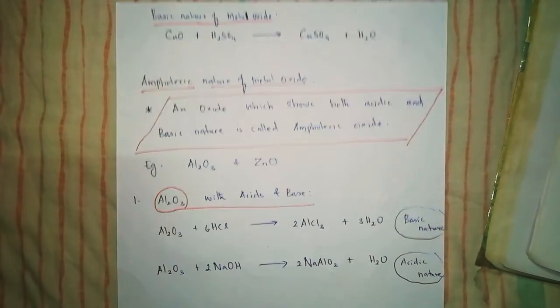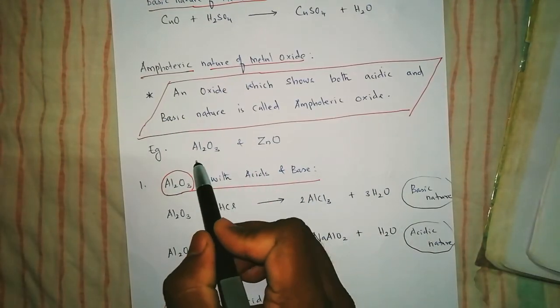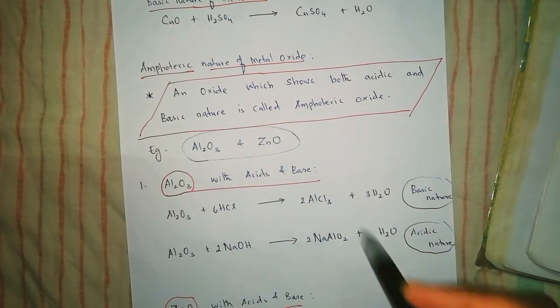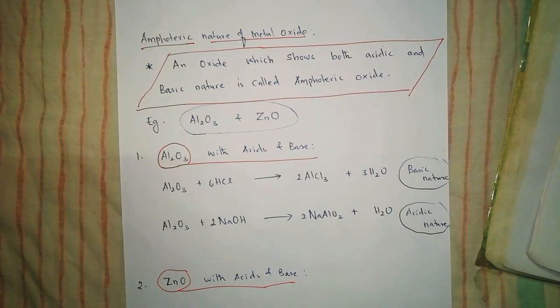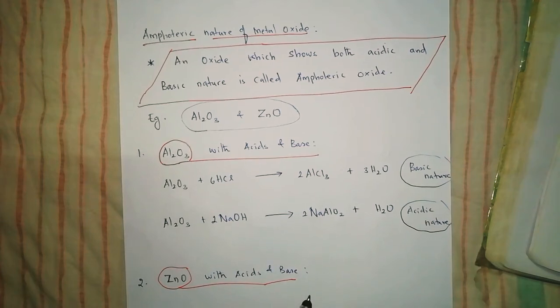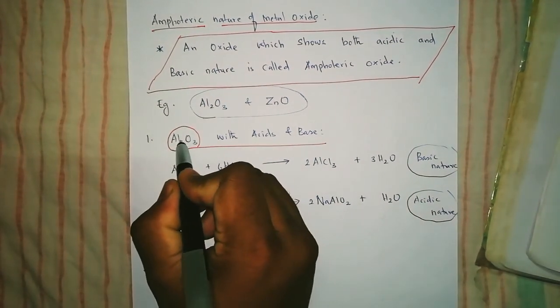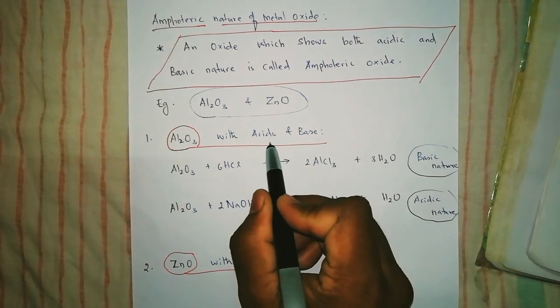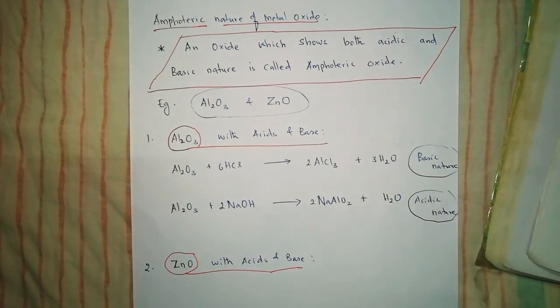Here we are going to see some of the examples. Some examples are aluminum oxide and zinc oxide. So aluminum oxide and zinc oxide show both acidic as well as basic nature. Let's see some example here. When aluminum oxide reacts with acid and base, you see what happens.